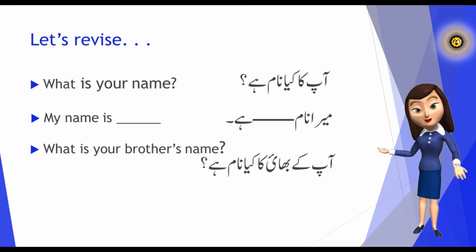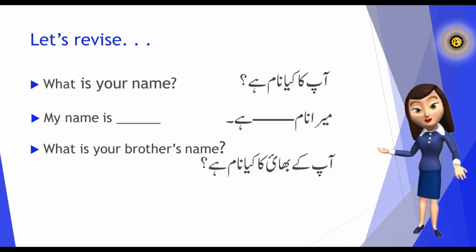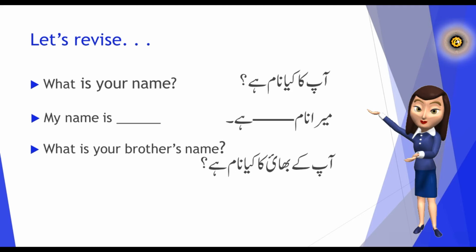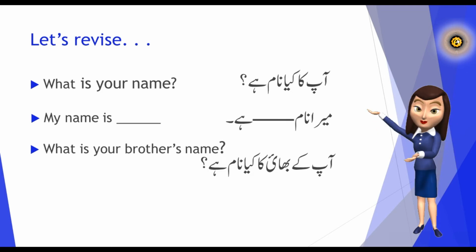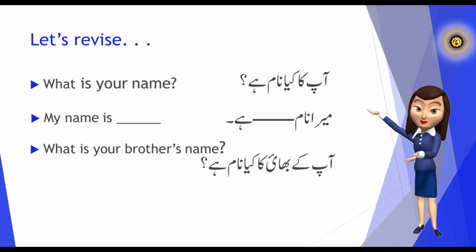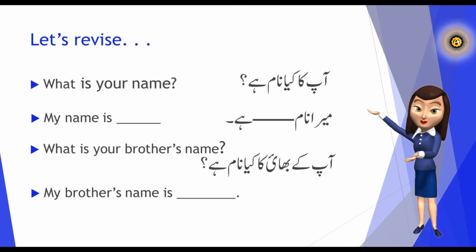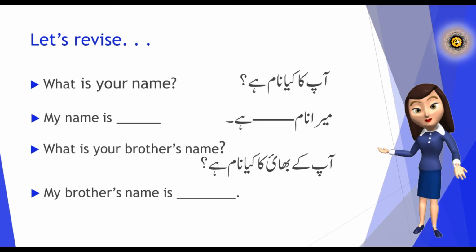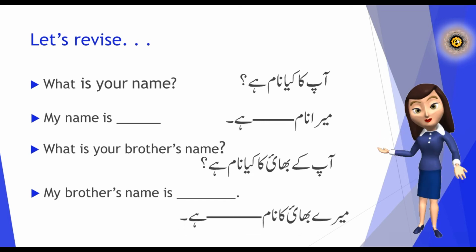You can always ask what is your father's name, what is your mother's name, what is your sister's name, what is your friend's name, and then mother, father, brother, you are going to say that in place of bhai. Alright, and you will say that in Urdu as you have already learned. So to answer this question, you say, my brother's name is dash. Whatever your brother's name is, you are going to say the name here. And in Urdu it is, मेरे भाई का नाम dash है.